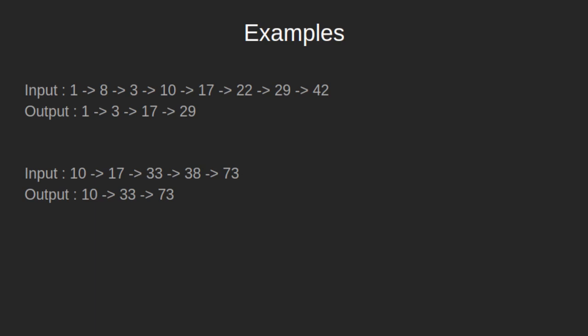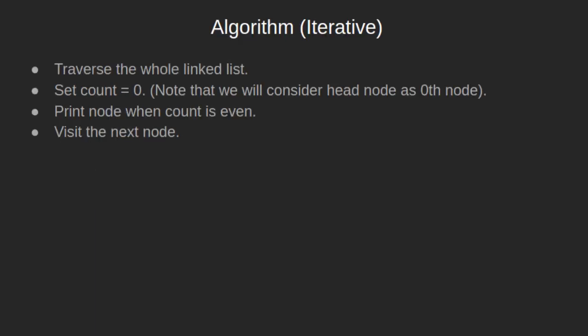Let's now take a look at the algorithm. Start traversing the linked list. We declare a variable count and initialize it with 0. Note that we will consider the head node as the 0th node of the linked list. Whenever the count is even, we print that node data, move to the next node, and increment the count by 1. Let's implement it and understand it using an example.